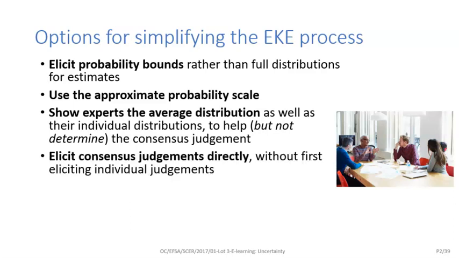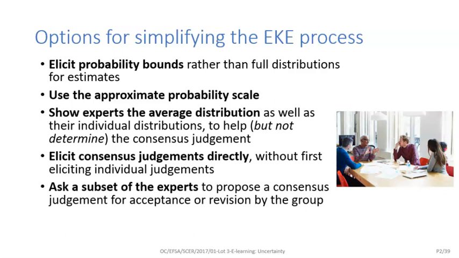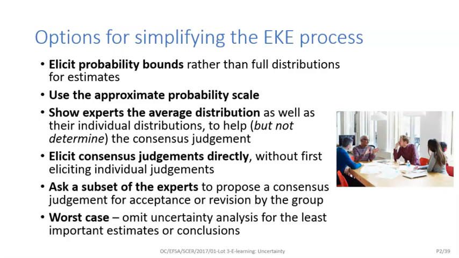You can elicit consensus judgments directly without first eliciting individual judgments, or ask a subset of the experts to propose a consensus judgment for acceptance or revision by the group. If necessary, this subset could be only 1 or 2 experts. Finally, as a worst case, you could omit uncertainty analysis for the least important estimates or conclusions.